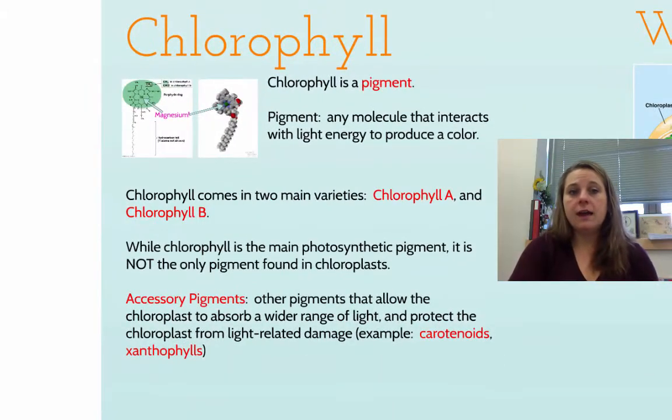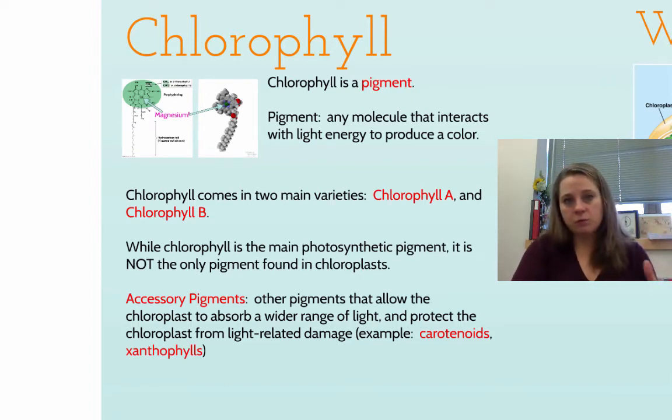So chlorophyll is the pigment that is housed within the chloroplast. It's a pigment, which means that it is a protein. Okay, so any molecule that interacts with light to produce a color is known as a pigment. We have two types, chlorophyll A and chlorophyll B. It's not the only pigment found in chloroplasts, but it's kind of the main one. You have accessory pigments that are also there too, carotenoids, xanthophylls.